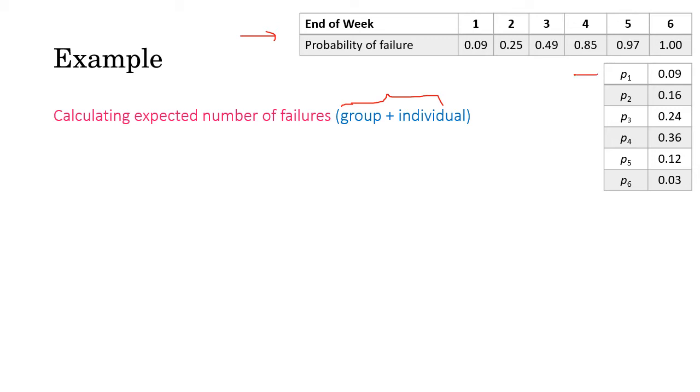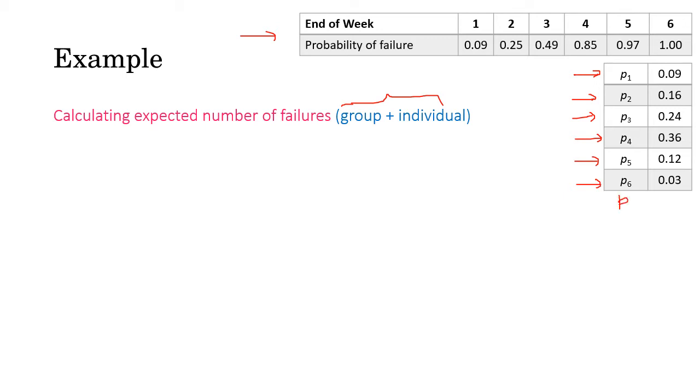So this, for example, is the probability of failure at the end of first week. Similarly, this is the probability of failure between week 1 and week 2. So 16% of the bulbs are likely to fail between week 1 and week 2. Similarly, 24% of the bulbs are likely to fail between week 2 and week 3. 36% of the 1000 bulbs are likely to fail between week 3 and week 4. 12% of the bulbs are likely to fail between week 4 and week 5, and 3% of 1000 bulbs are likely to fail between week 5 and week 6.